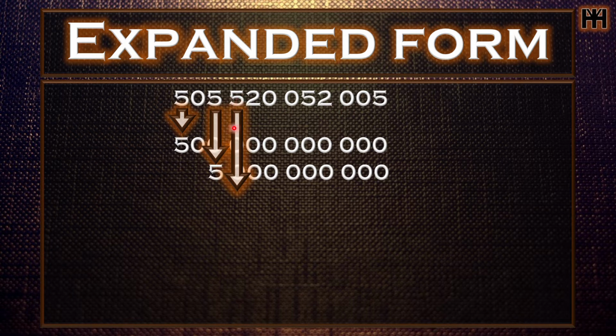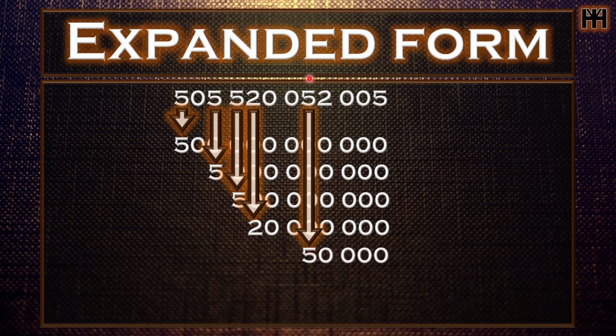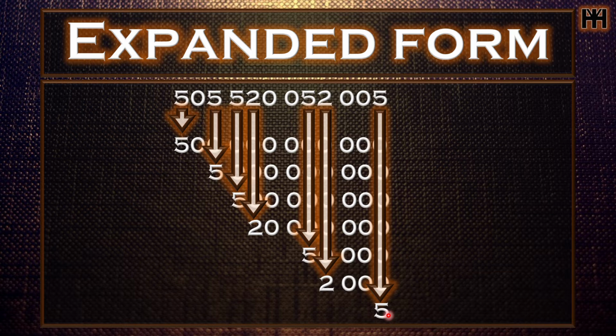Go to the next number, write it down, and make all of the other digits 0. Then to the next number, write it down and make all other digits 0. To the next number, you have the 5. Write it down and make all of the other digits 0. Then the 2. Write it down and make all of the other digits 0. Then finally, we have the 5, and we have no other digits to its right.